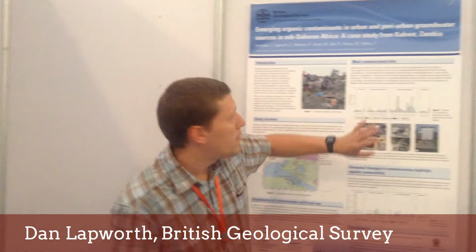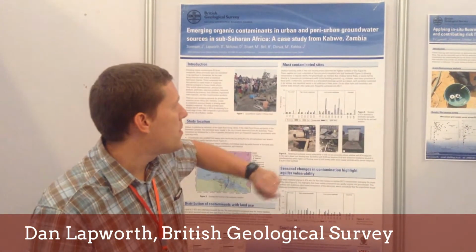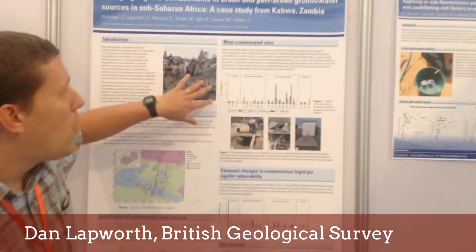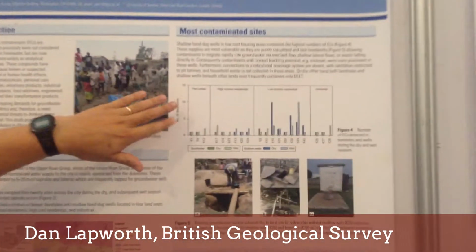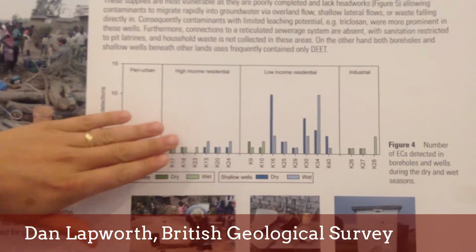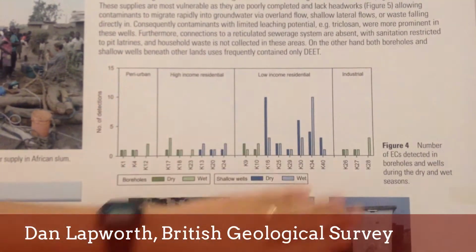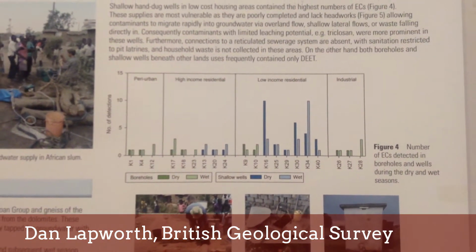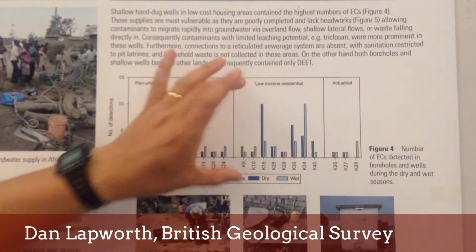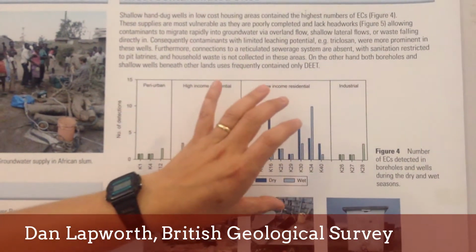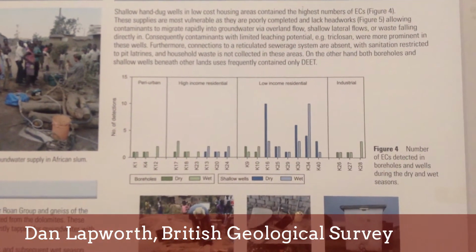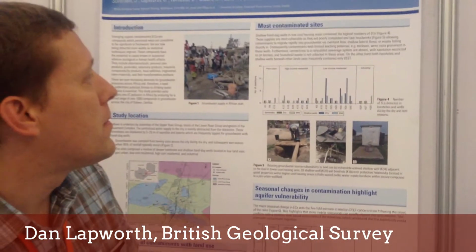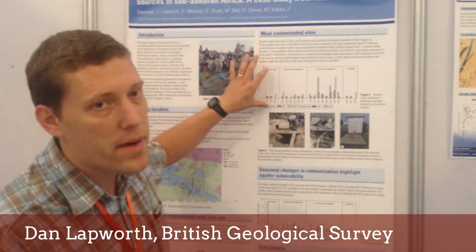So if I draw your attention to this figure to start with, figure 4, this shows the number of detections of different types of organic contaminants, both in high-income areas, low-income areas, and also in an industrial and a peri-urban setting. And the point to take home really is the high number of organic contaminants seems to be associated with these low-income areas, and we see relatively little contamination in the higher income and the peri-urban areas.